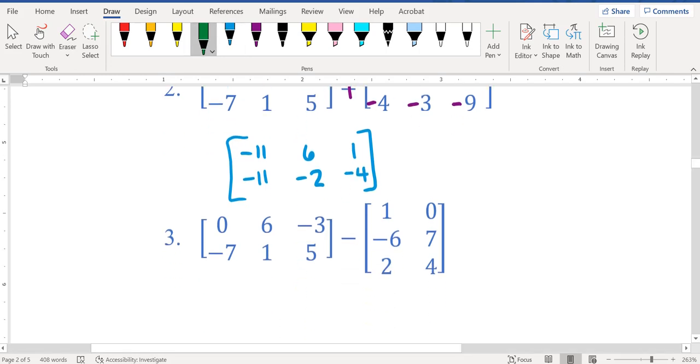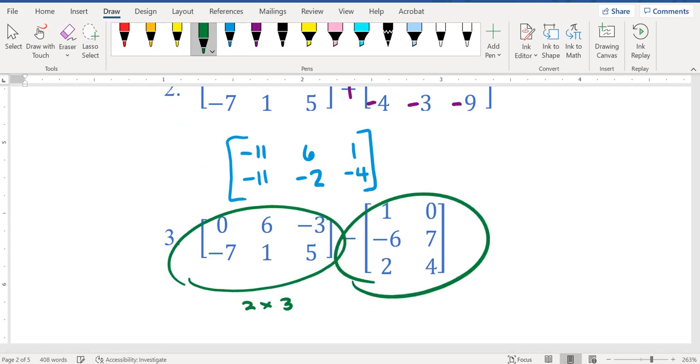Number 3, this is a 2 by 3. This is a 3 by 2 matrix, so this subtraction is not possible.